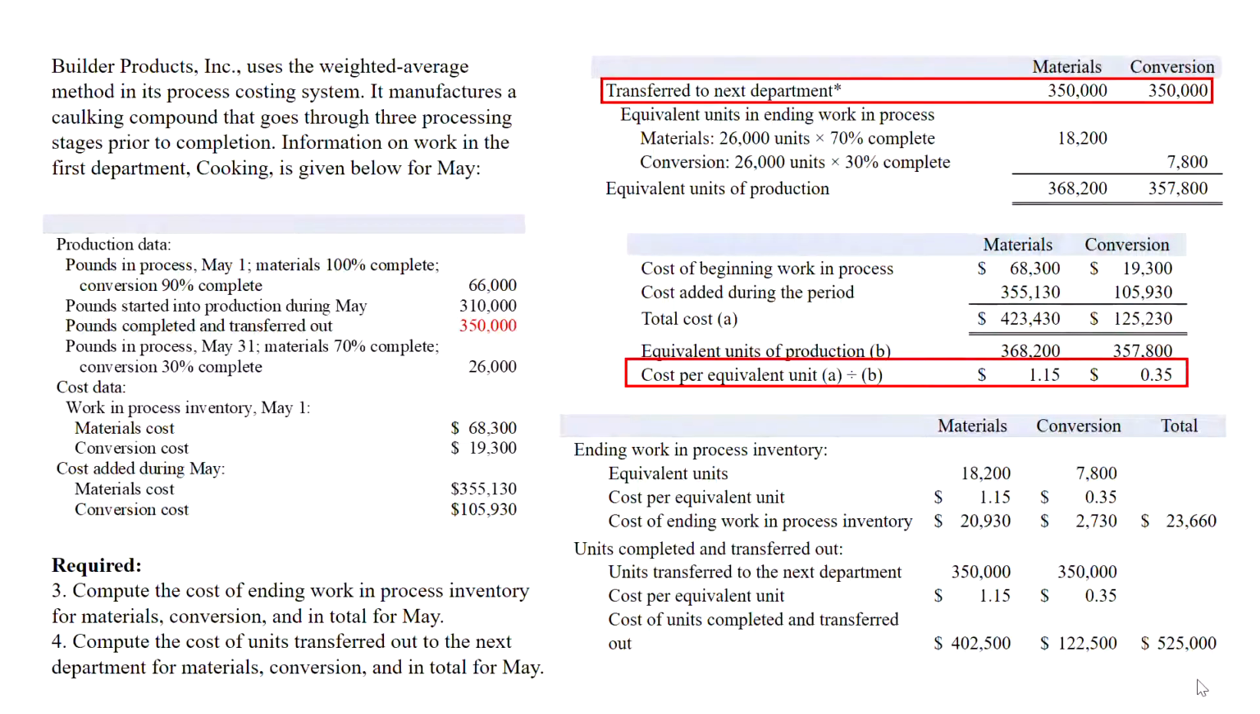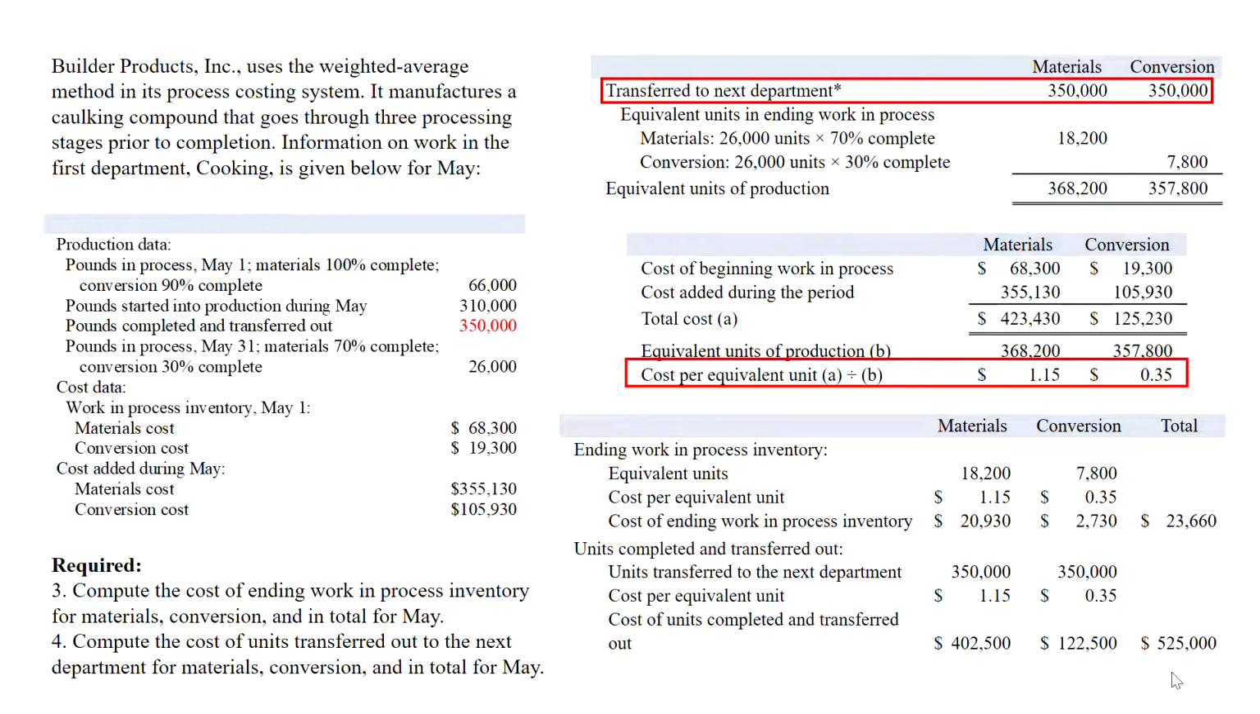So ultimately, I've solved for the information. This is what I was looking for. I'm like, what's the amount of inventory that's incomplete that's going to be on my balance sheet? 23,660. And on the other hand, what's the amount of, as far as transfer to the next department, is 525,000.